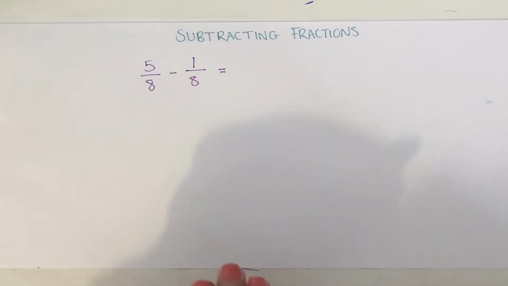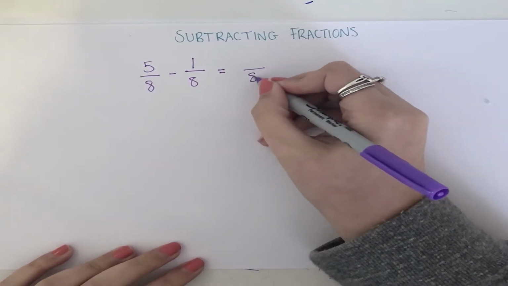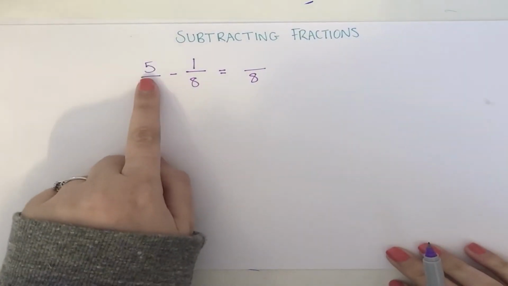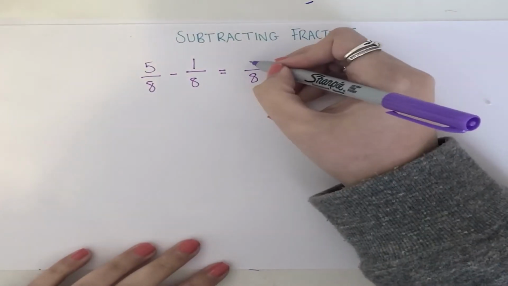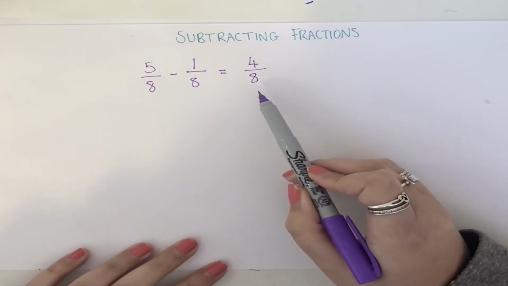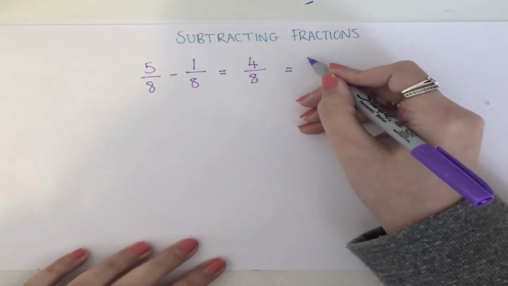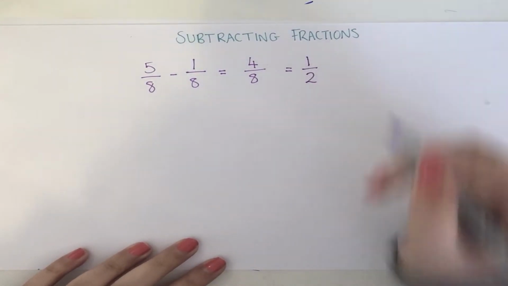Okay, so when the denominators are the same, they will stay the same for the answer as well. So that will still be over 8. I just need to now do 5 minus 1, and that will give me 4. Okay, I notice that I can simplify this fraction, so I'm not going to leave my answer as that. I know that 4/8 is actually equal to 1/2.